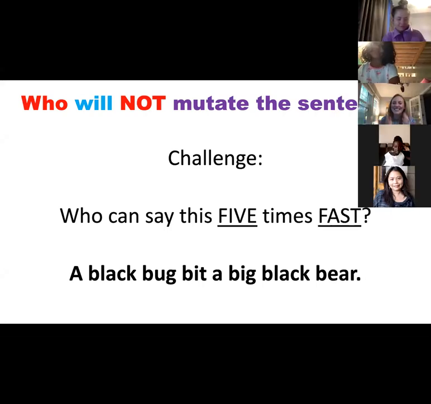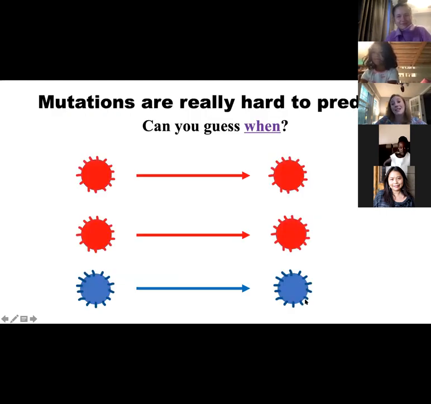Very good, everybody. So I heard one mutation. I heard one change. And Maya skipped the word black. But that's okay because that happens by accident. So if I were to try this, and this is really hard, a black bug bit a big black bear, a black bug bug bit a big black bear, a black bug bit a big black bear. Okay, clearly I cannot do this very well. And there were over 10 mutations, right? You all heard those changes? Well, that happened by accident. And mutations are sometimes really hard to predict.